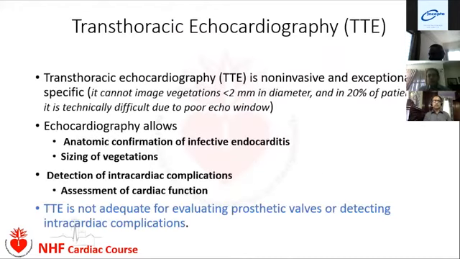I'm not going to say too many words about echocardiography, as we have our very expert faculty on that, but still a few words I would say: transthoracic echocardiography is non-invasive and exceptionally specific, but it cannot image vegetation less than 2 millimeters in diameter. It allows anatomic confirmation of infective endocarditis, sizing of vegetation, detection of intracardiac complication, and assessment of cardiac function.